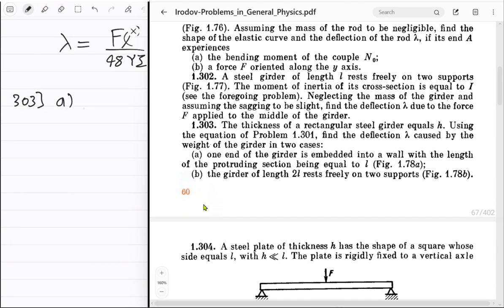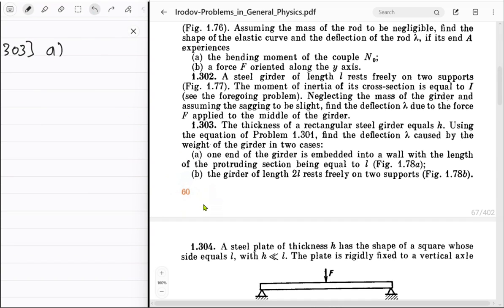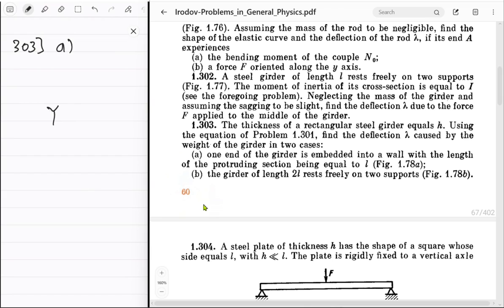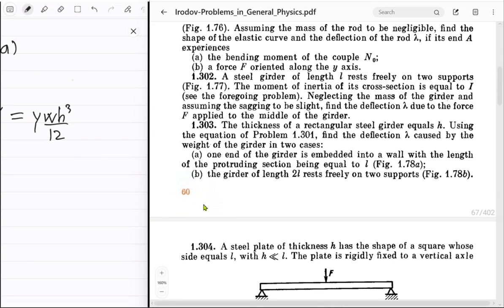One end of the girder is embedded in a wall. Okay, the problem that I did in my notes, right? Let's do it once again. So just do it right. Tau is just equal to what? I, which is just equal to wh cube upon 12, times Young's modulus, and that times the curvature, which is just y double dash actually.